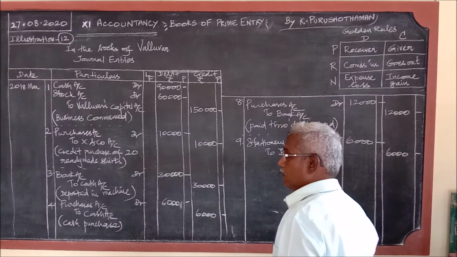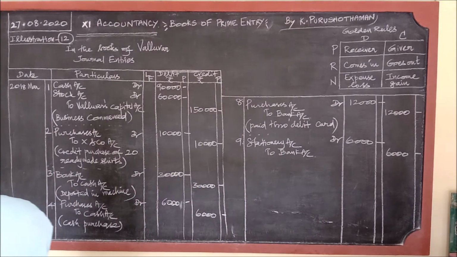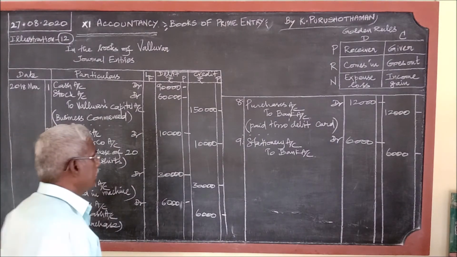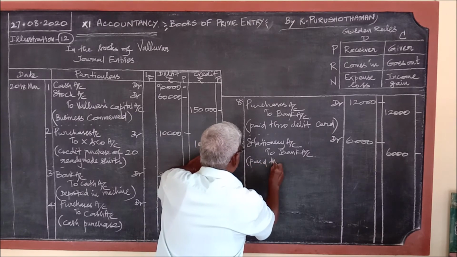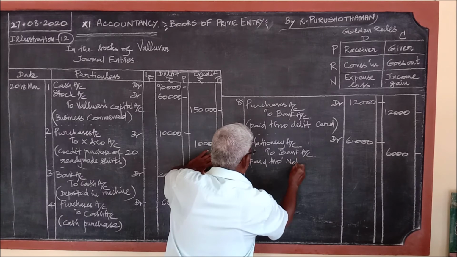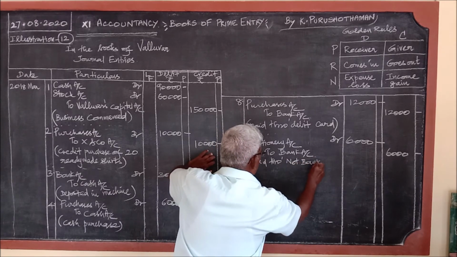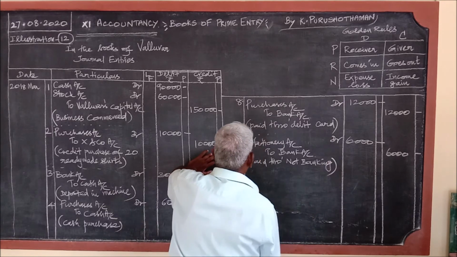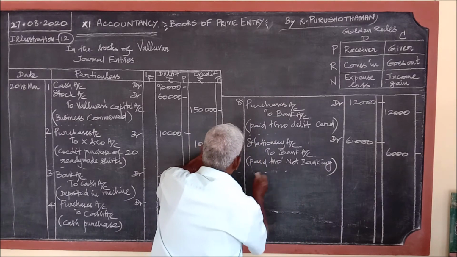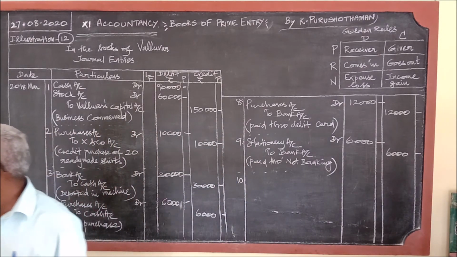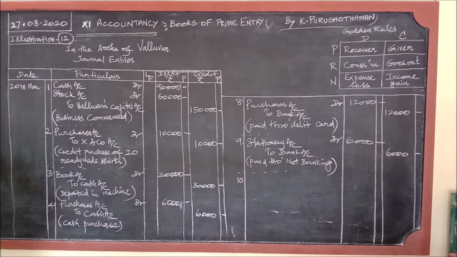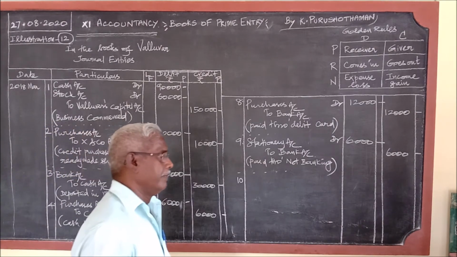And how it is paid, it is clearly mentioned there, paid through net banking. So here you should write by what mode it is paid, paid through net banking. Then leave a line gap. 10. For 10, bank charges paid. Bank charges levied 200. See, this is a special item. Listen very carefully. Bank charges levied.